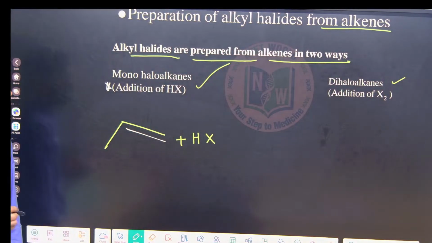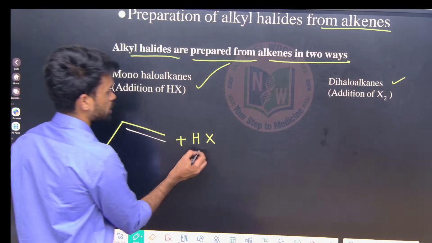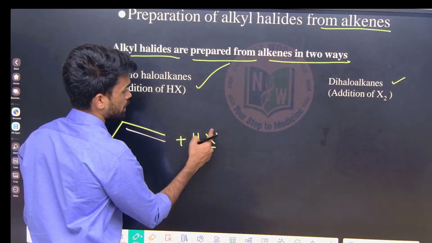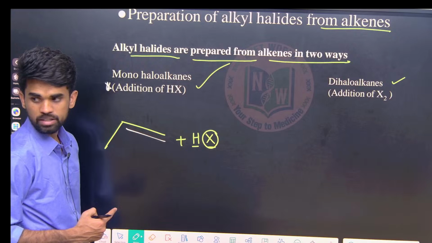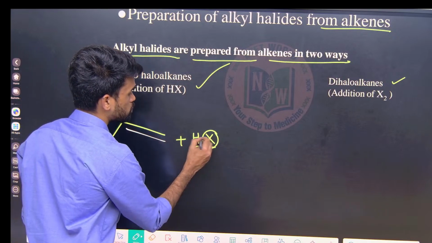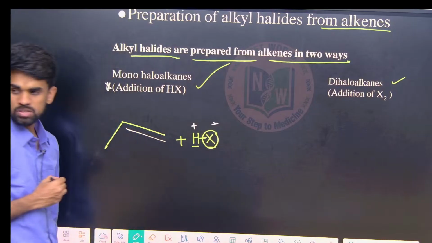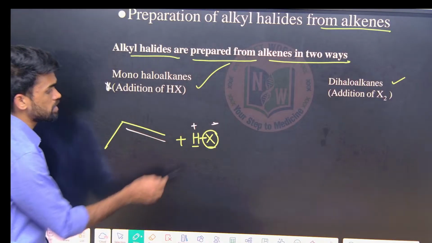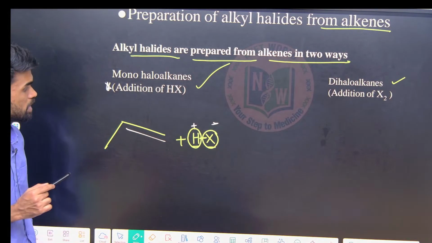So is HX a symmetrical or unsymmetrical reagent? Symmetrical reagent means both groups should be of the same nature. But here X, let us say a halogen like chlorine, bromine, iodine. So how will it break? This bond will break as H plus and X minus, so unsymmetrical cleavage of the bond is taking place. Now this H plus is taken by the double bonded carbons. So where will it be added, tell me?